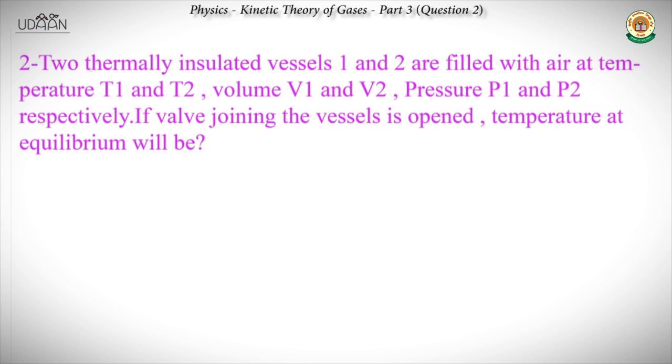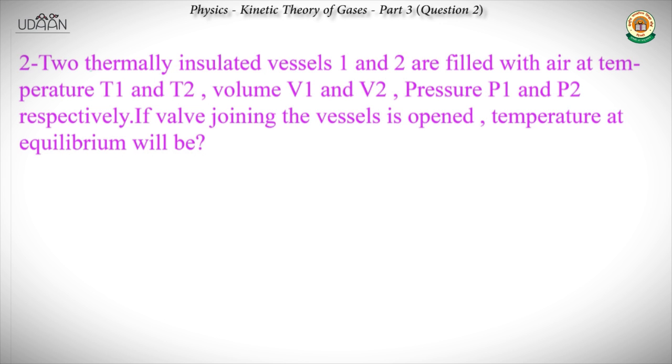Let's take a look at the second question now, in which we have two thermally insulated vessels 1 and 2 that are filled with air at temperatures T1 and T2, volumes V1 and V2, pressures P1 and P2 respectively. If the valve joining the vessels is open, the temperature at equilibrium will be what? Prasoon is going to take us through the problem.